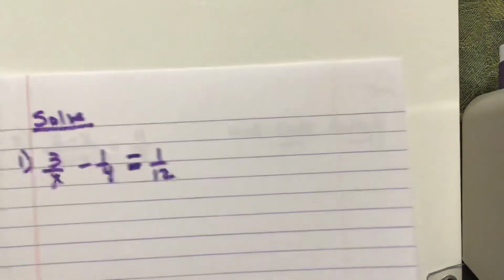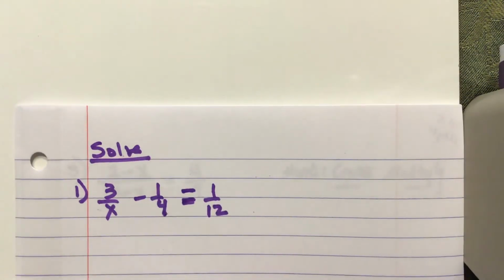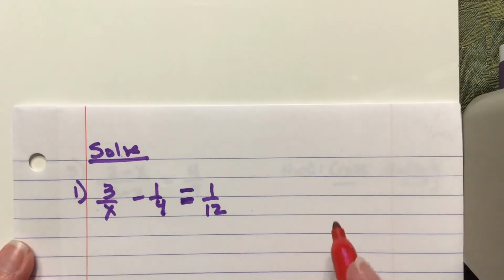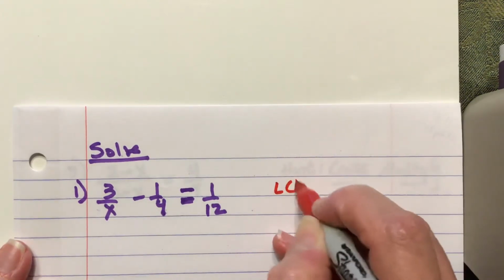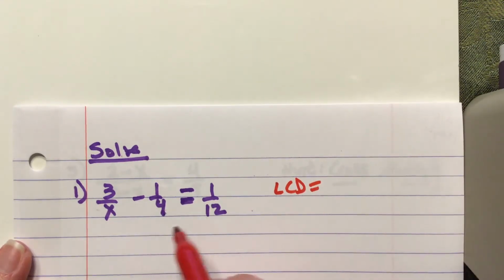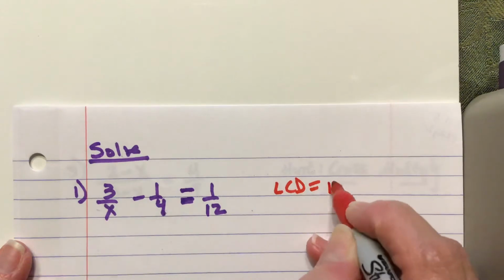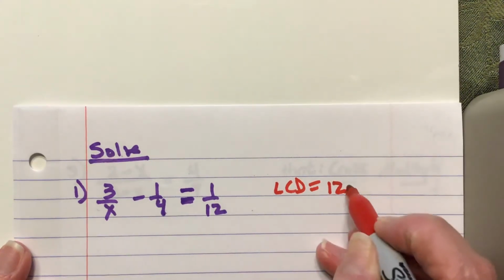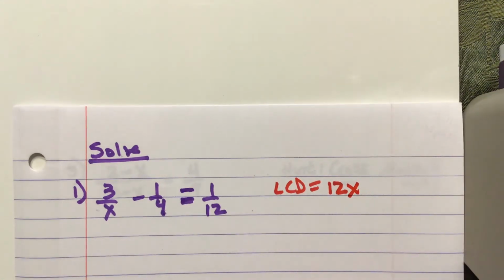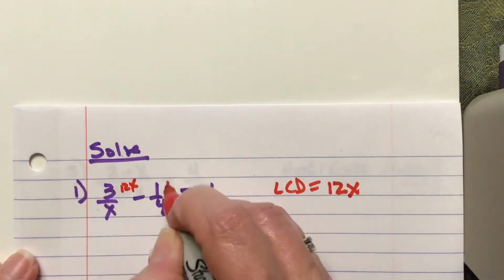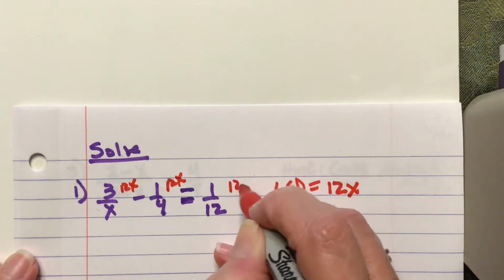So here's my first equation. 3/x minus 1/4 is equal to 1/12. So the first thing I'm going to do is find my least common denominator. My least common denominator for the numbers 4 and 12 would be 12 if it was just 4 and 12. And I have a variable, so I have to include that. So I'm going to multiply everything by 12x. So what I'll do is multiply 12x here, 12x here, and 12x here.